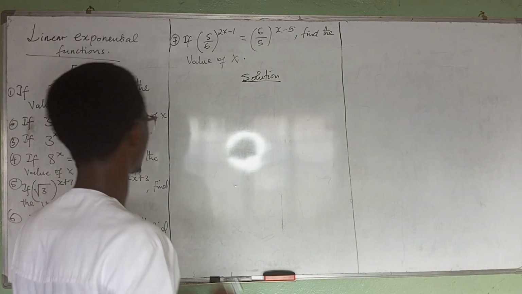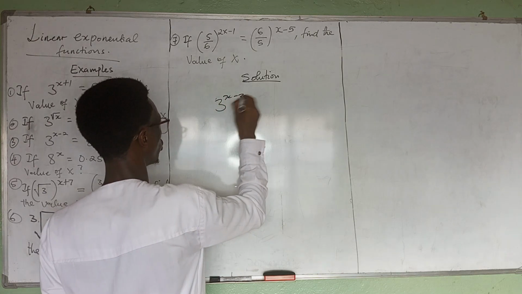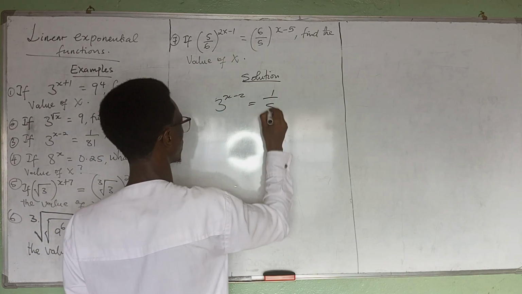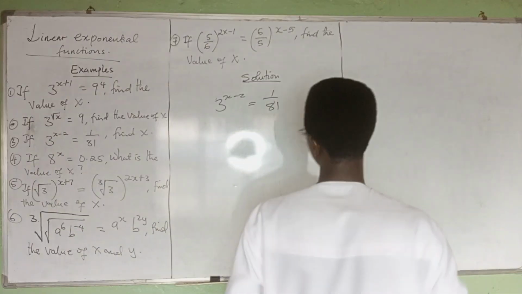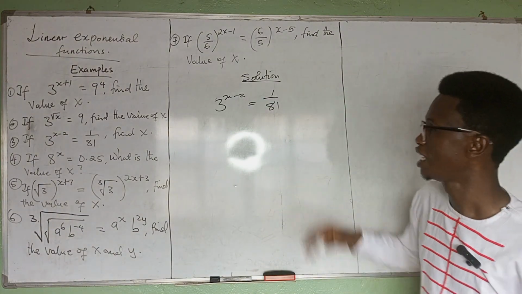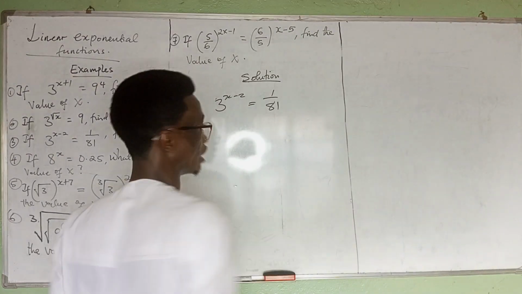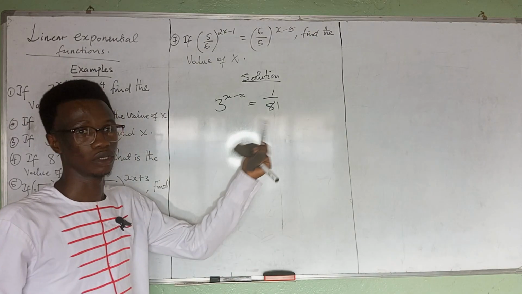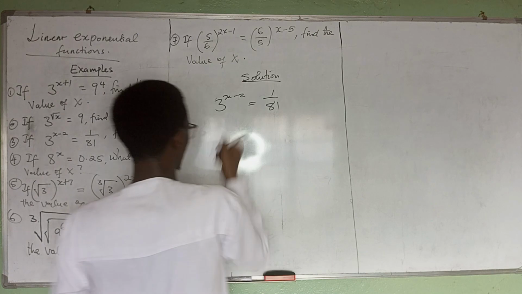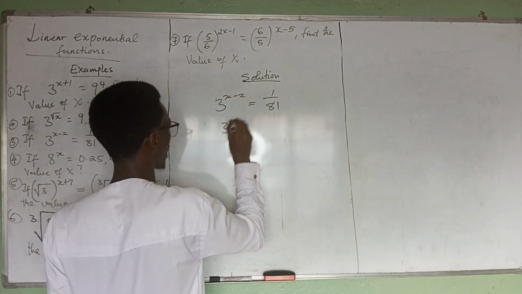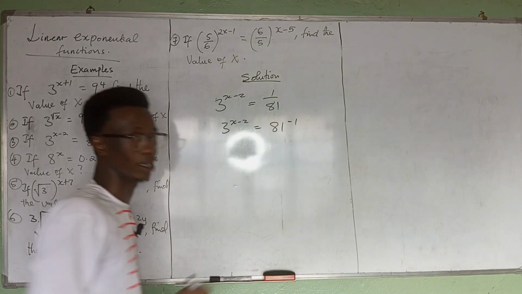So the next problem says 3 raised to the power x minus 2 equals 1 upon 81. This is a bit different from the ones we've already solved. The first thing you have to do here is get rid of the fraction. Changing this fraction to a whole number, this becomes 3 raised to the power x minus 2 equals 81 raised to the power minus 1.